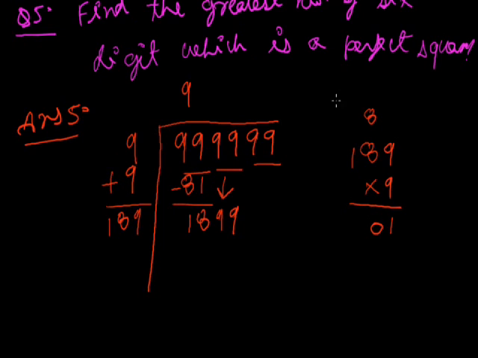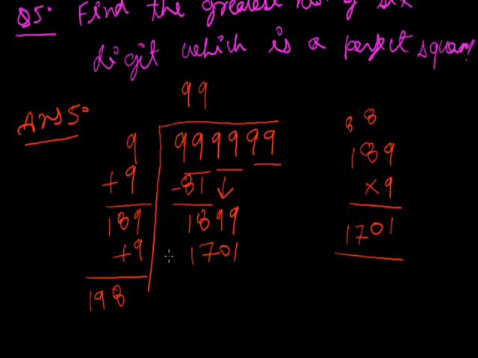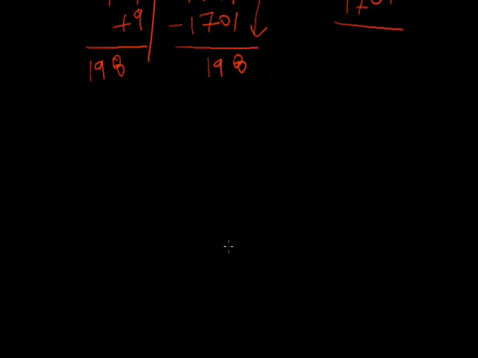Write 1701 over here, 9 over here, and also 19 over the quotient. Add this number, we get 198. Subtract 1701 from 1899, we get 198. Take this whole pair downward.